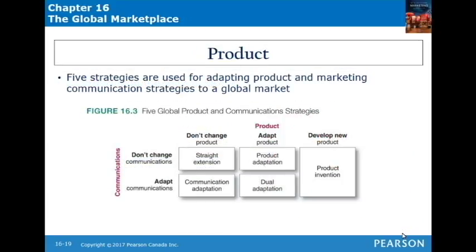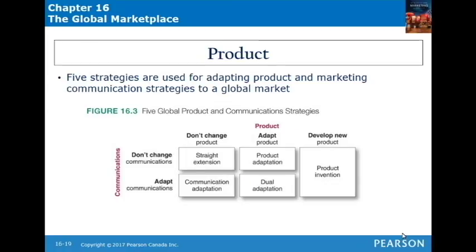Product. Five strategies are used for adapting product and marketing communication strategies to a global market. Figure 16.3, five global product and communication strategies. Communications. All right, so that's on the left-hand axis going vertically, and there's a right-hand axis, product.